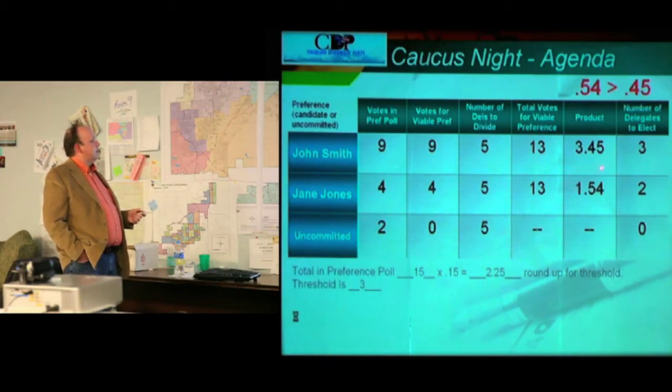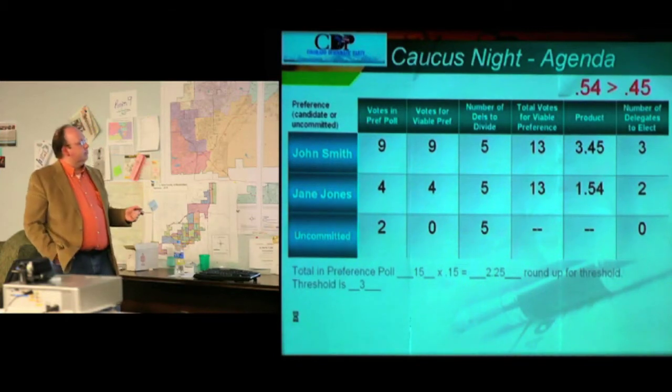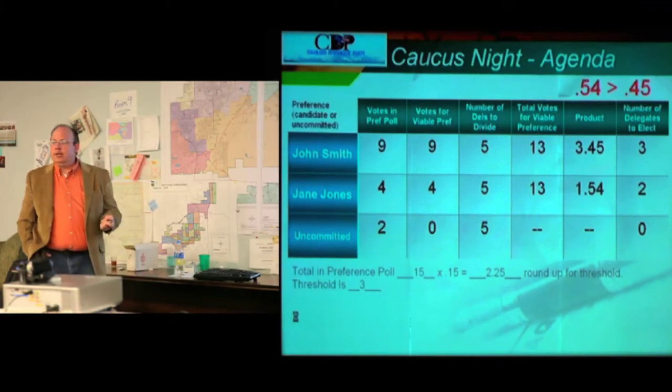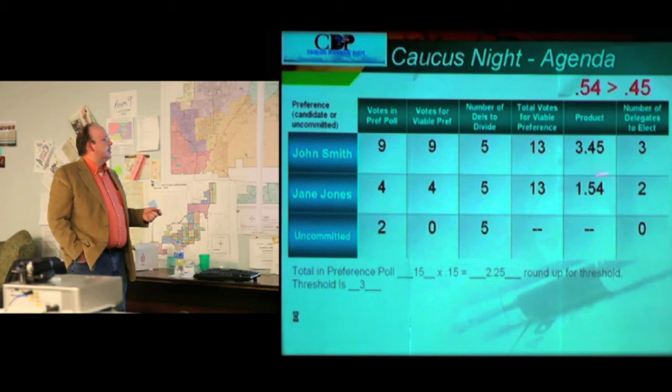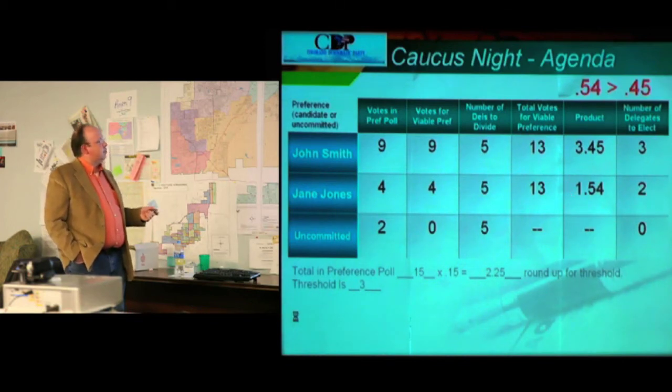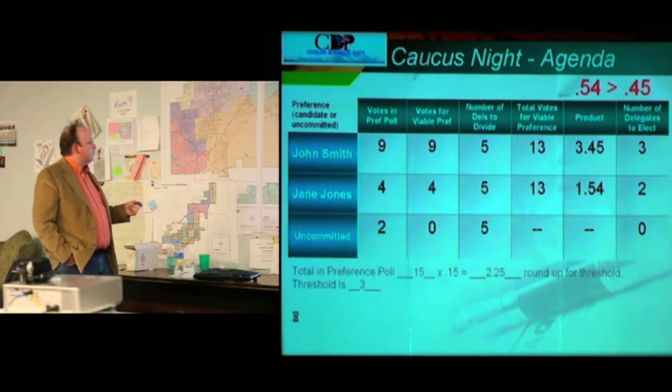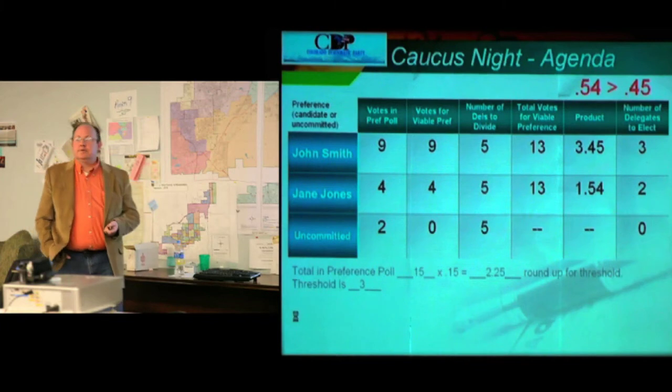You got to figure out where that's 4 delegates. You got to figure out where the 5th delegate goes, and that goes to the candidate that has the higher, what's the mathematical term? Remainder product? I don't know. Higher decimal points. And because Jane Jones has a higher decimal point, she'll get the extra delegate. So then you know you have 3 delegates to elect for John Smith, 2 for Jane Jones.